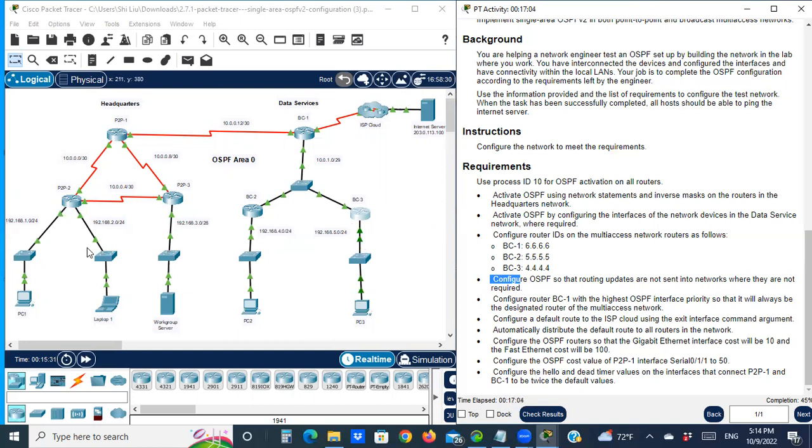So this is 1, 2, 3, 4, 5. These 5 networks, the 5 interfaces, can be configured as passive interfaces. And also this interface connecting to the internet, we need to configure as a passive interface as well. So this can reduce the security risk. So now we have 6 interfaces that need to be configured as passive interfaces. Need to start from BC1.